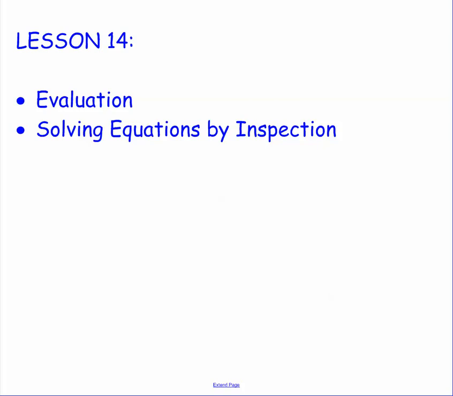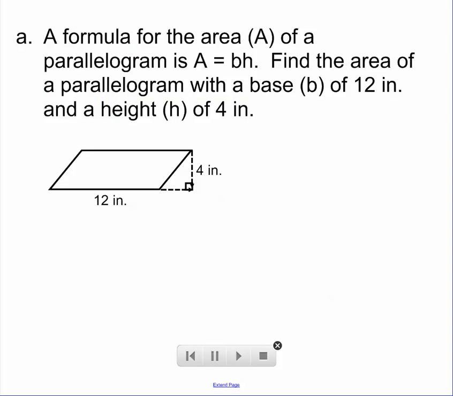All right, today's lesson is going to be over evaluation and solving equations by inspection. In example A, we're given a formula for the area of a parallelogram, that is A equals BH. Find the area of a parallelogram with a base B of 12 inches and a height H of 4 inches. And we've got a picture here that gives us the same information that is in the text above.